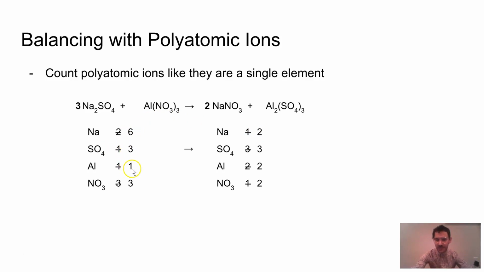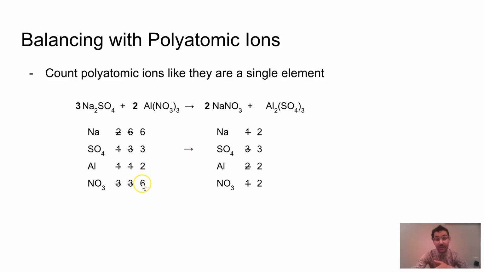So sulfate is balanced. Let's go down to aluminum. Aluminum, we've got 1 on this side and 2 on this side. So let's slap a 2 coefficient in front of our homie here. And that'll give us 2 aluminums on this side. So if we go through the list again, we still have 6 sodiums. We still have 3 sulfates. But now we have 2 aluminums and 6 nitrates. Oh my goodness. Okay, well, aluminum's balanced and sulfate is balanced.